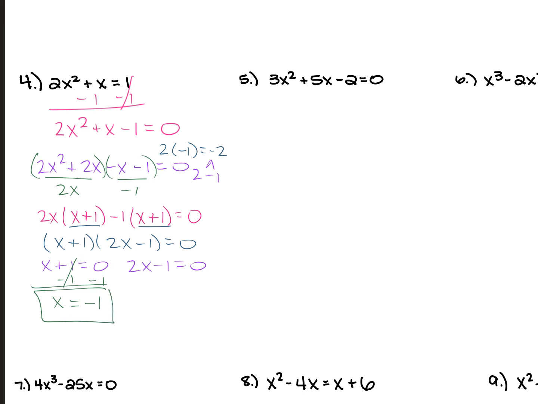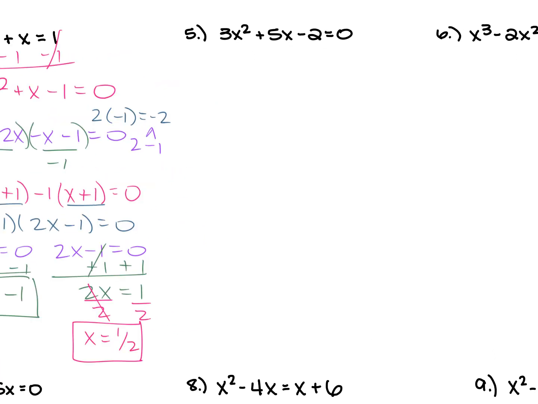For the 2x minus 1 is equal to 0, add your 1 over first. You have 2x is equal to 1. Then divide each side by the 2, and you have that x is 1/2. So two solutions for this one, the negative 1 and the 1/2.